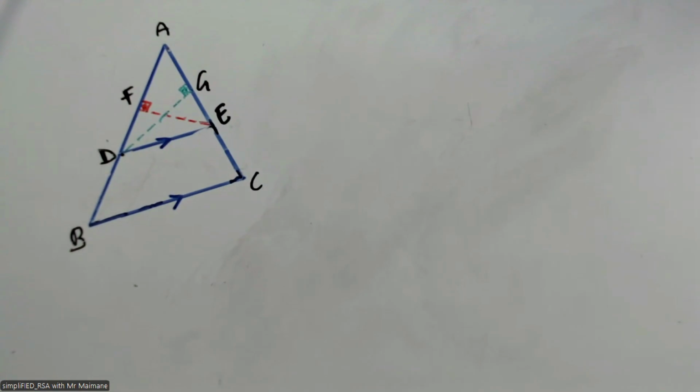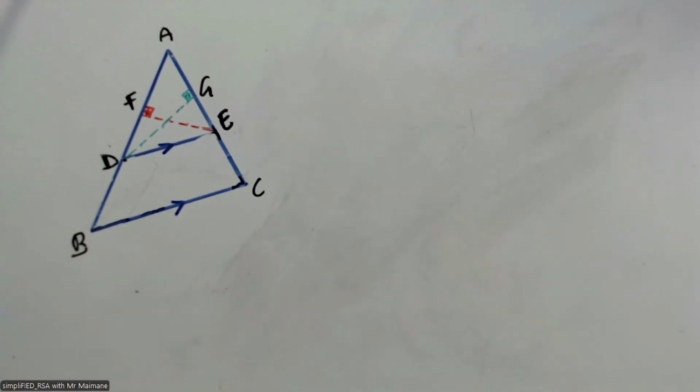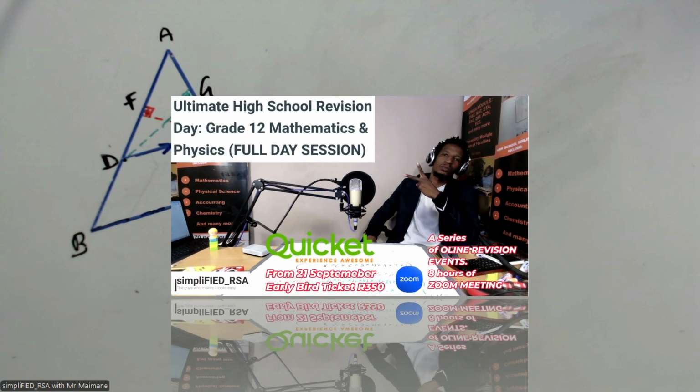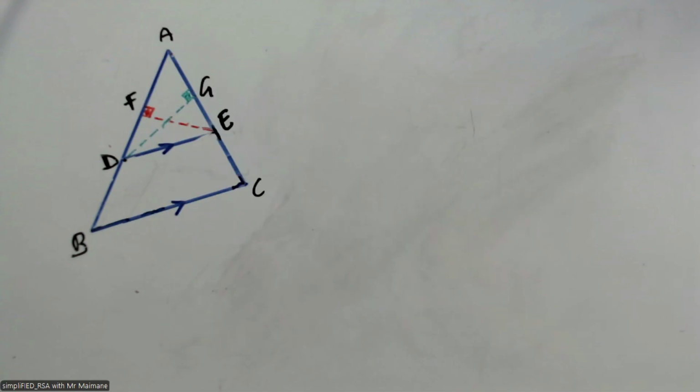I already have a structure. There we go. And I'm already given that DE is parallel to BC. Knowing that DE is parallel to BC, it just opened a whole lot of solutions in my head to prove what they want based on the diagram.